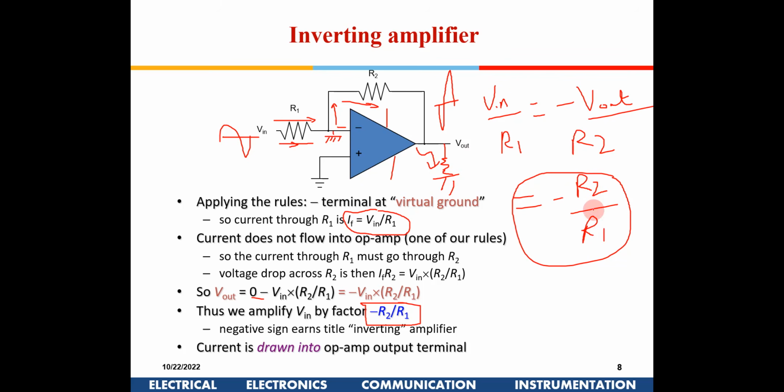So the gain is minus R2 by R1. Now suppose this is plus 15 volt and this is minus 15 volt, and I put R2 as 10 and R1 as 1. If I give a sinusoidal signal here of 1 volt, what will be the output?